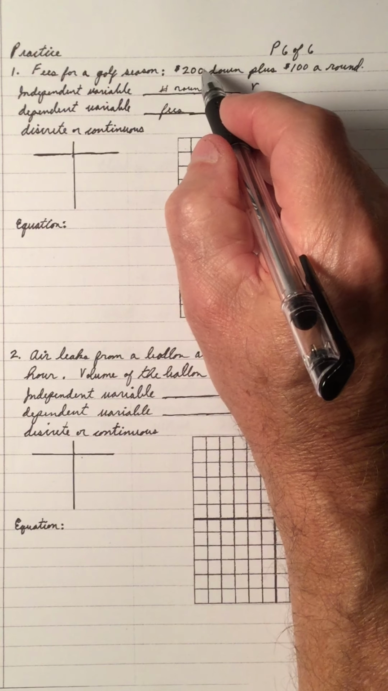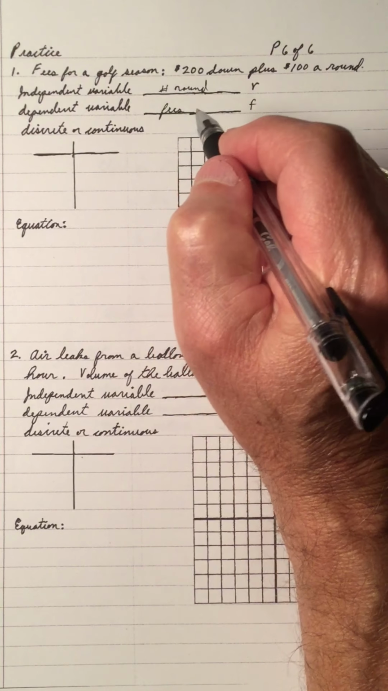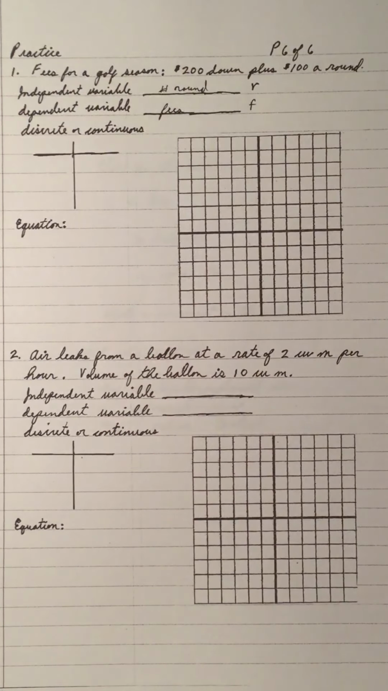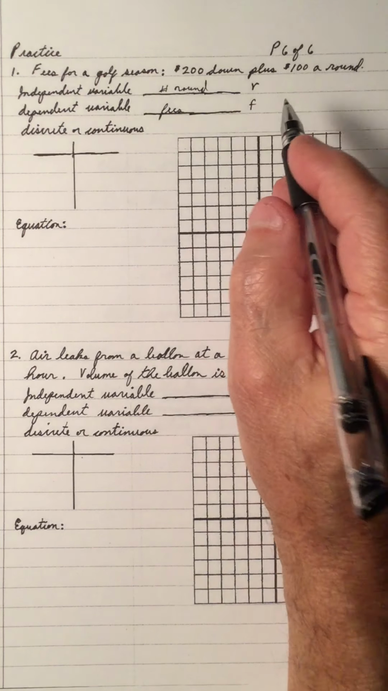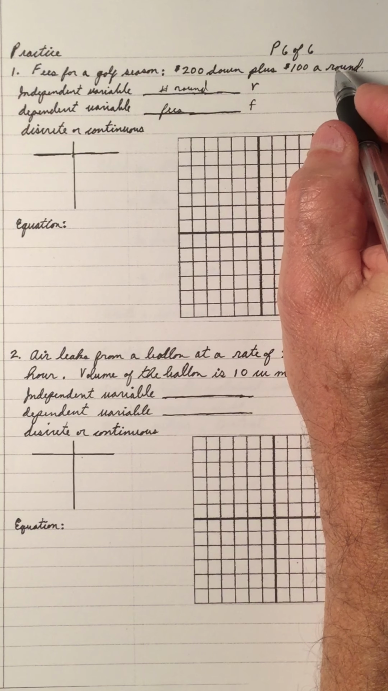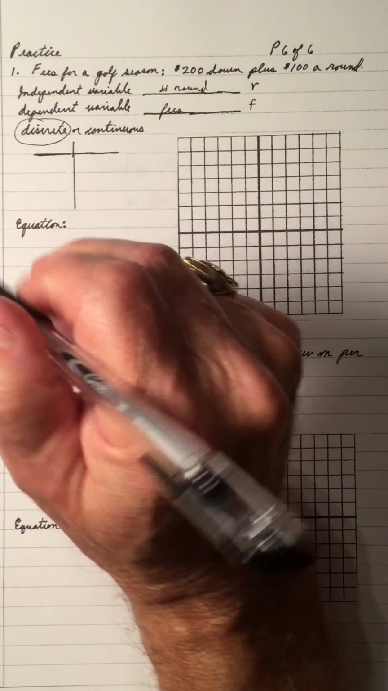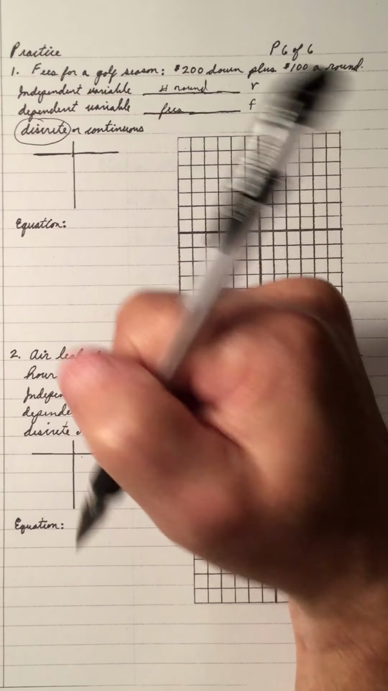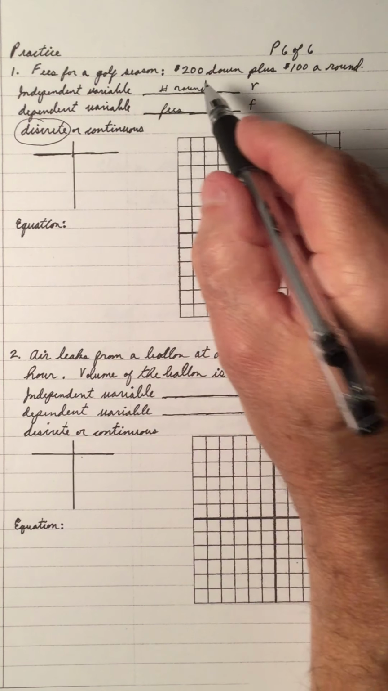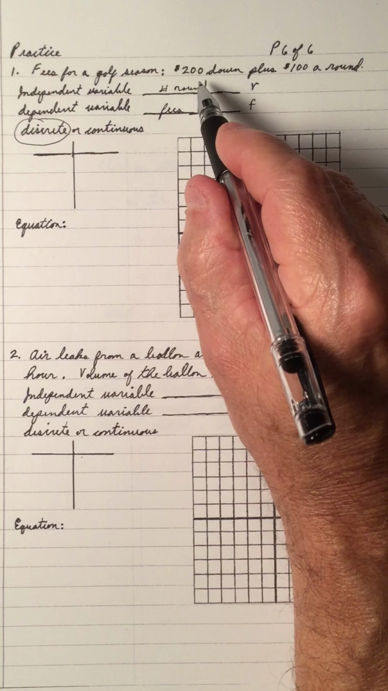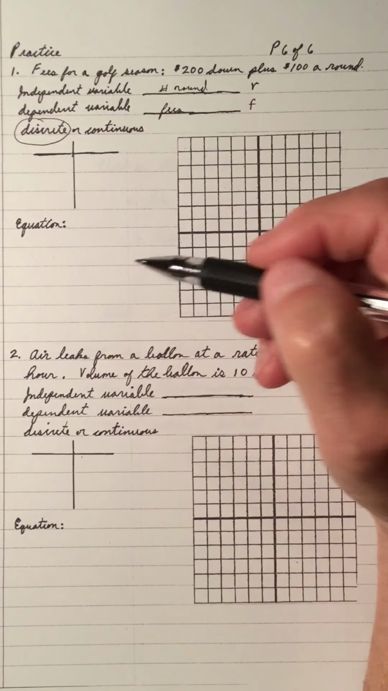But notice, you're paying $200 up front. So you're starting off at 200, and then as the number of rounds you play increases, your fees are going to be more and more. The number of rounds is discrete, because you can only pay for 1 round, 0 rounds, 2 rounds. It's possible that if you paid your $200 fee and something happened, you would pay no more.